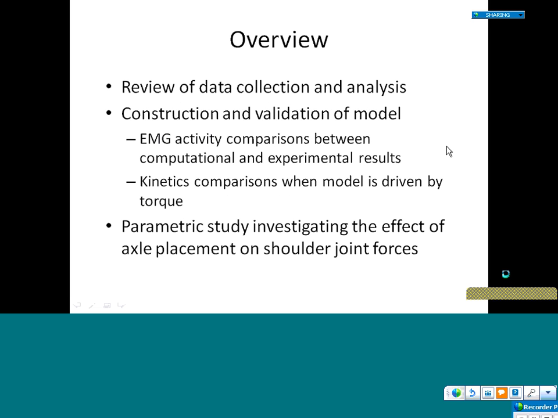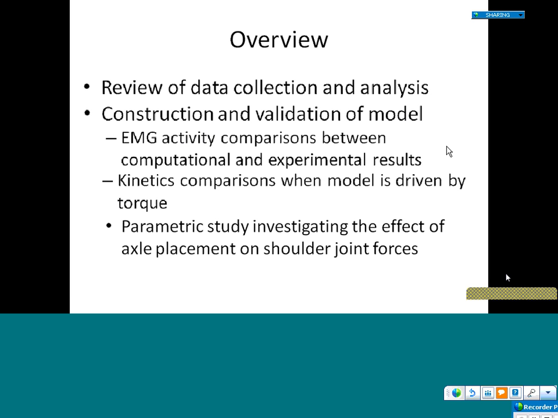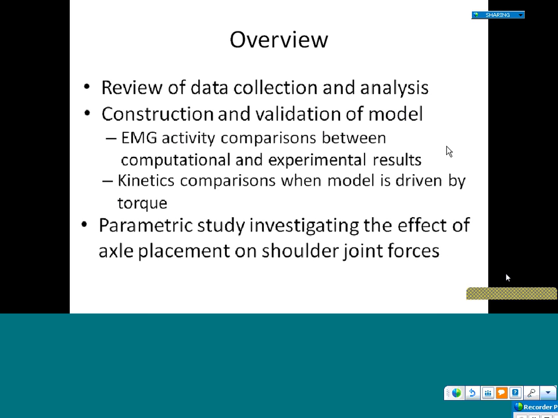So here's a brief overview of what I plan on covering today. I want to briefly talk about what data I need for the model and how I go about collecting it. I want to spend some time talking about the construction of the model and the two means of validation of the model, including comparing EMG activity between the computational and the experimental results, as well as a kinetics comparison between the computational and experimental results as well. And lastly, I want to talk about how I'm going to use the model to determine an ideal seating placement for, in this case, one individual. I have a larger database of multiple individuals. However, just for today's presentation, I'm going to be talking primarily about one individual.